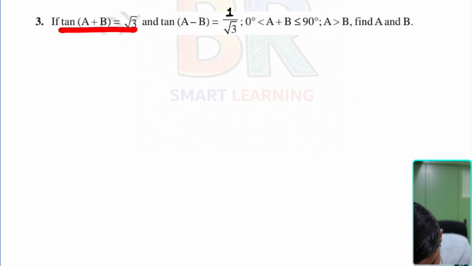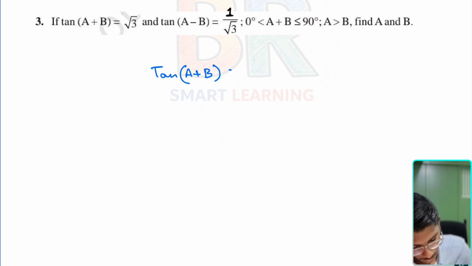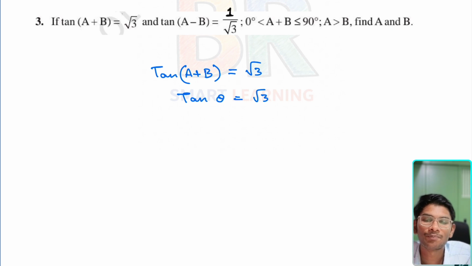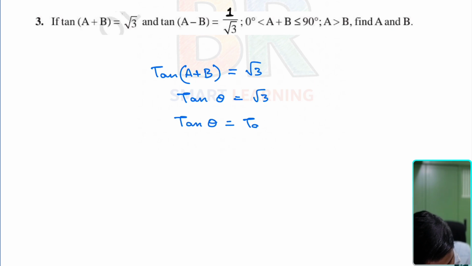Let us consider this. Tan(A + B) equals root 3. Let me consider A + B as theta. For what value of theta will we get the answer as root 3? If theta is 60, tan 60 is root 3. Hence, tan theta equals tan 60. Hence, A + B equals 60 degrees. Let me consider this as the first equation.